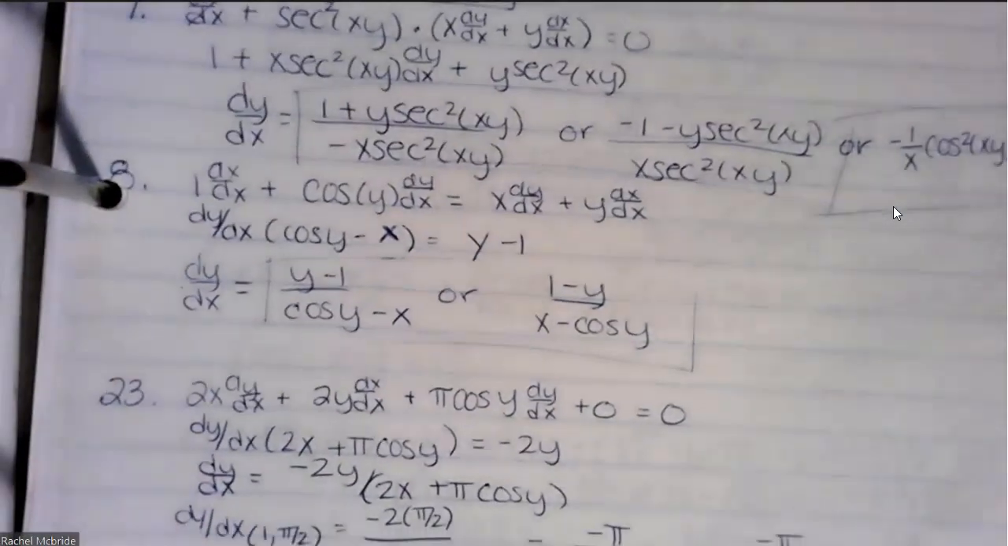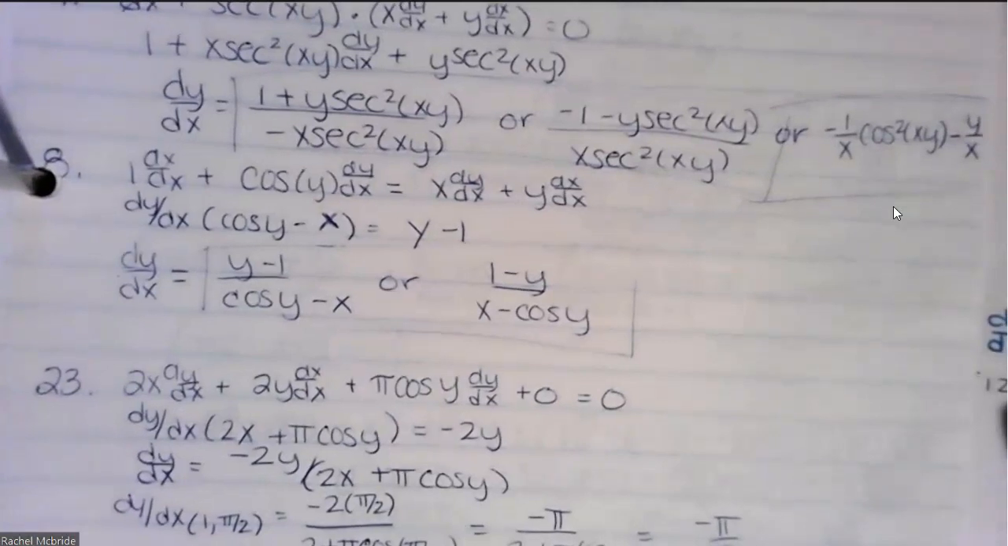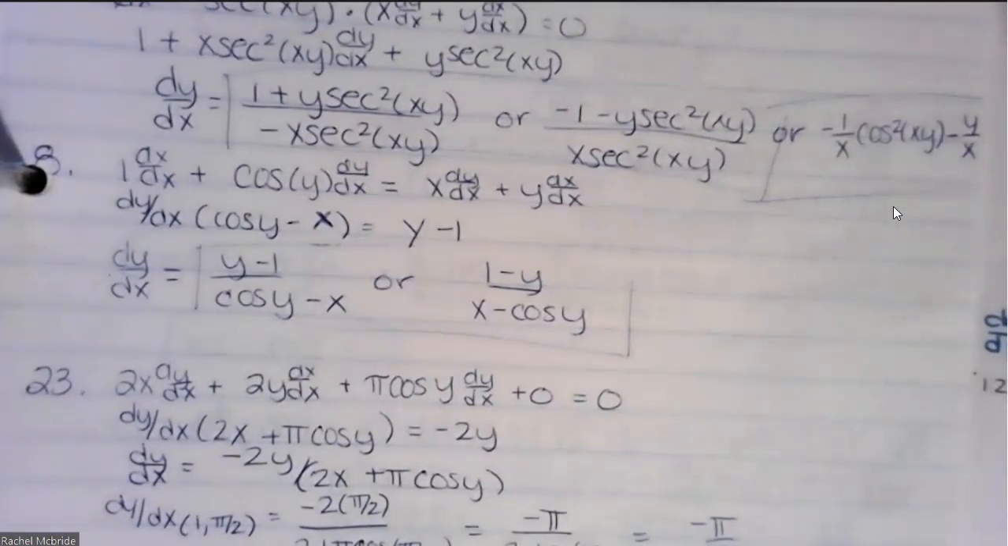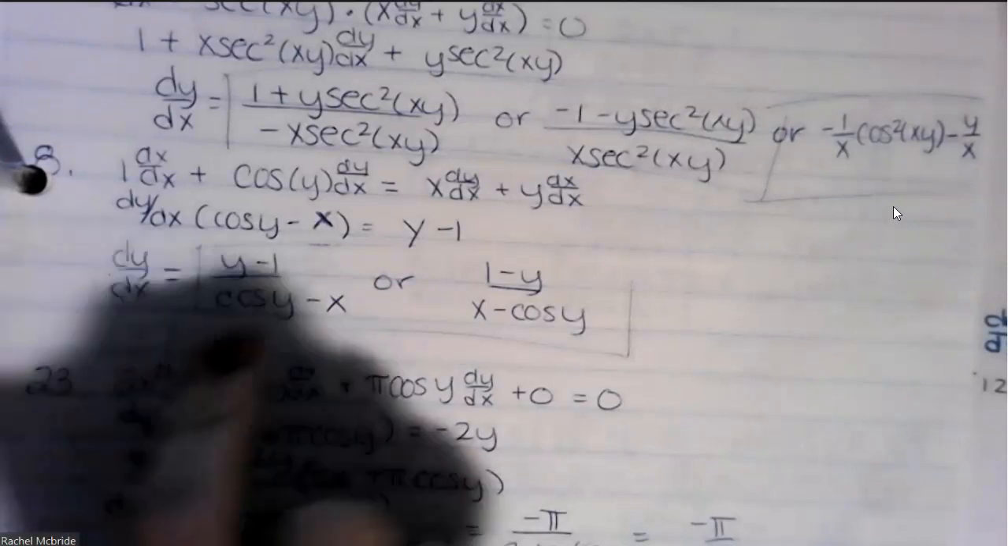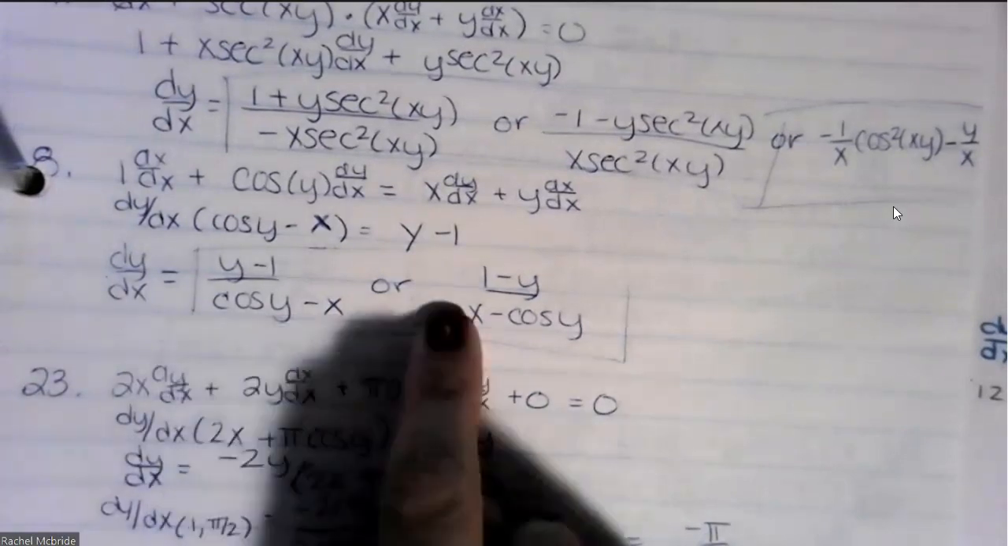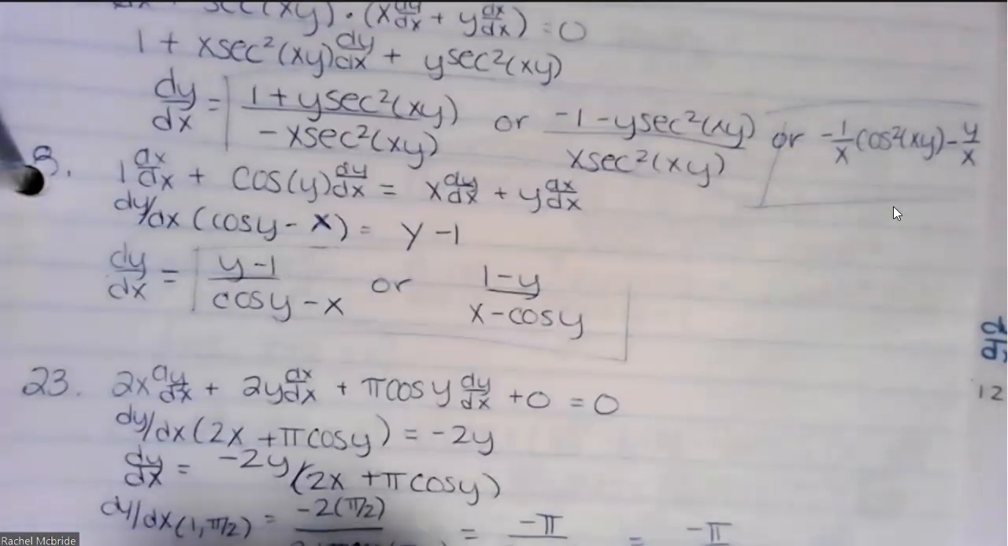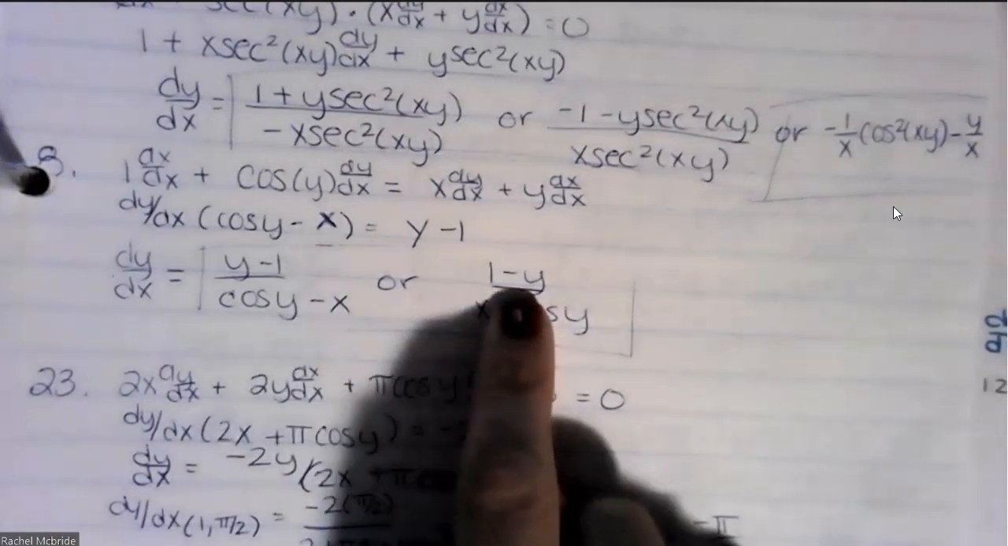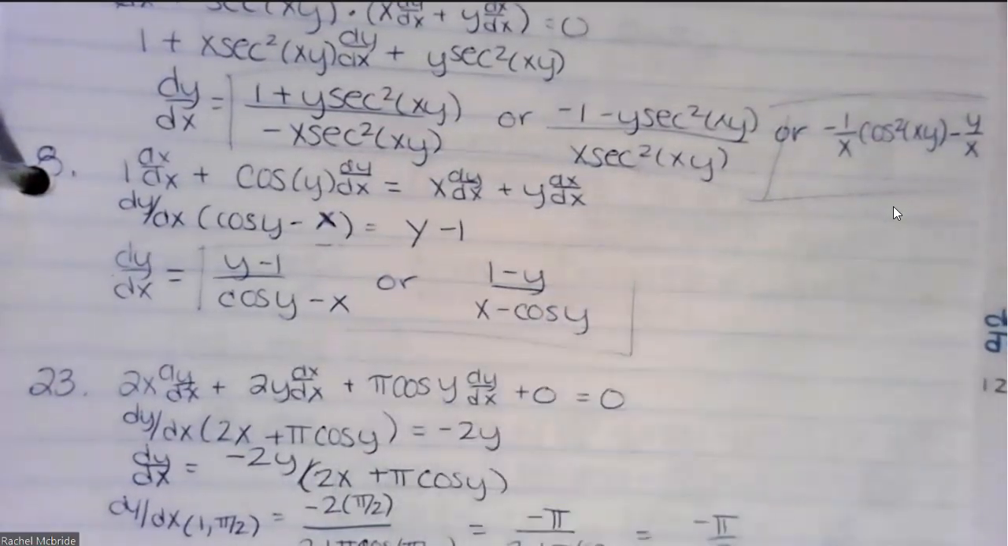So again, you can see I kind of have these "or"s because sometimes we simplify differently, or we multiply or subtract differently. So you can see how this person had y minus 1 over cosine y minus x, or it's equivalent if you factor out a negative and redistribute it, which gave you 1 minus y over x minus cosine y. So sometimes implicit is a little tricky because you can have the same thing but slightly different. So that was 5 to 8.